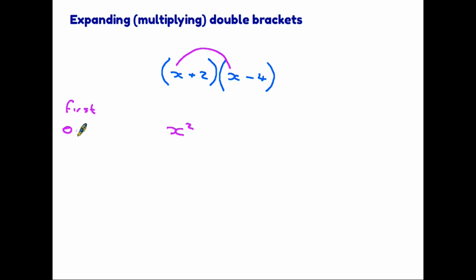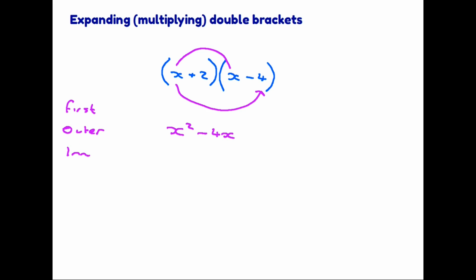I am then going to use the O, which I know stands for outer. The outer two are the x and the 4. Now in this case, it's minus 4. It's a plus x, it's a minus 4. Plus times minus is going to be minus. 4 times x is 4x. So we have minus 4x.